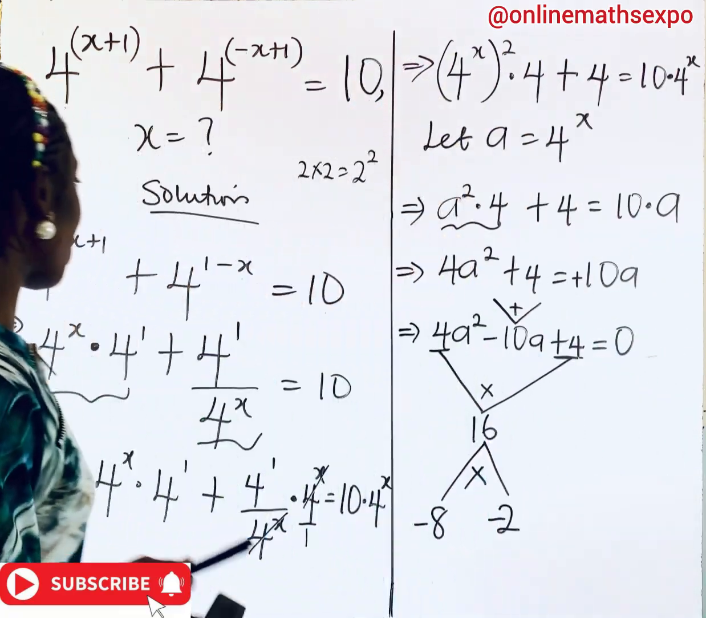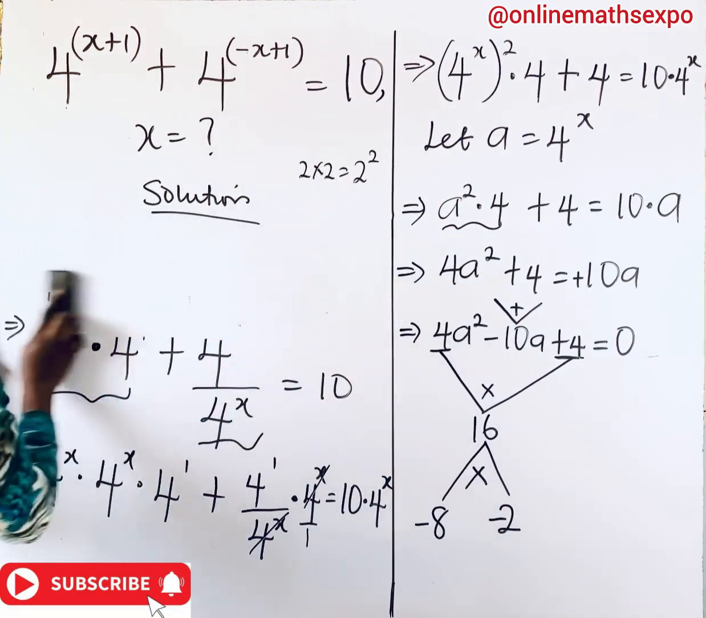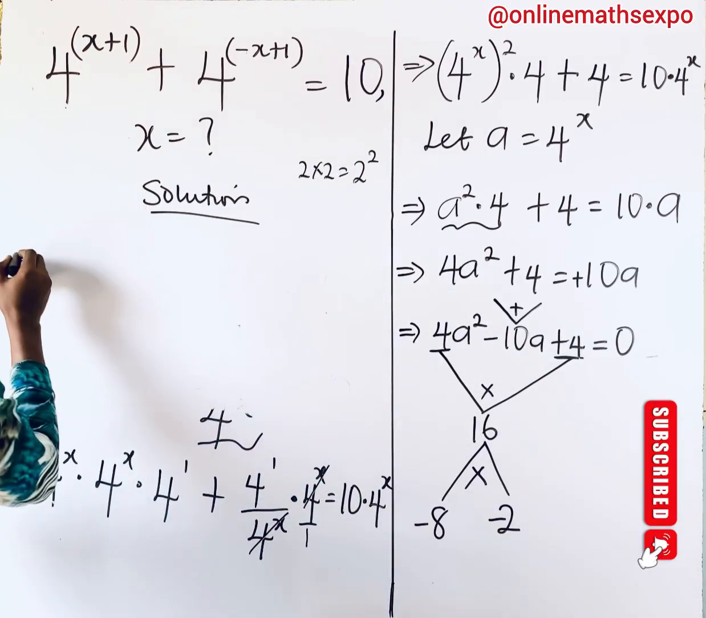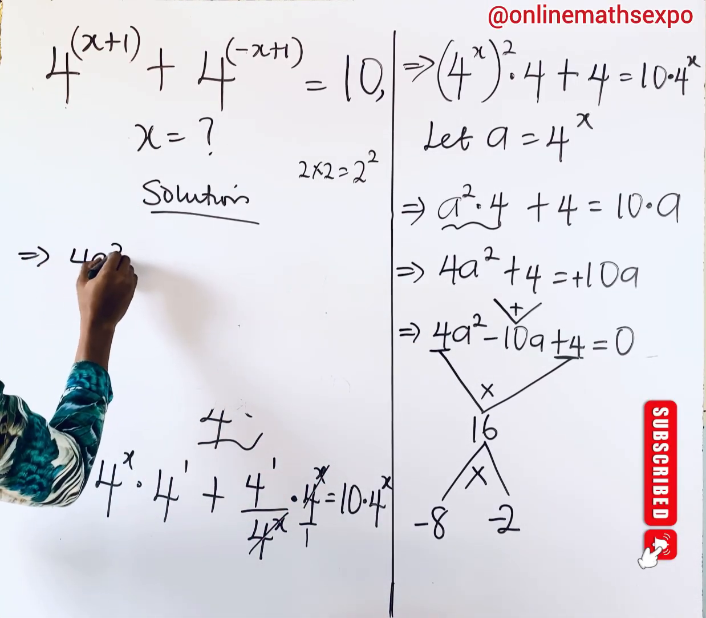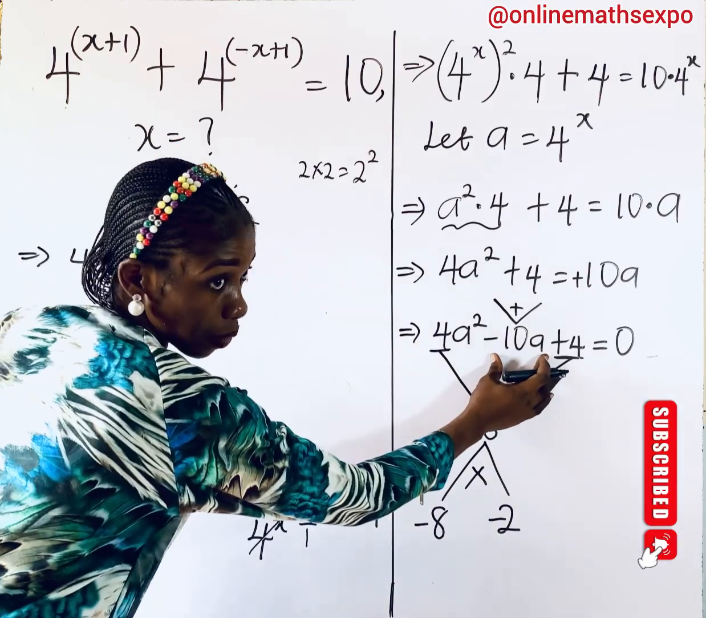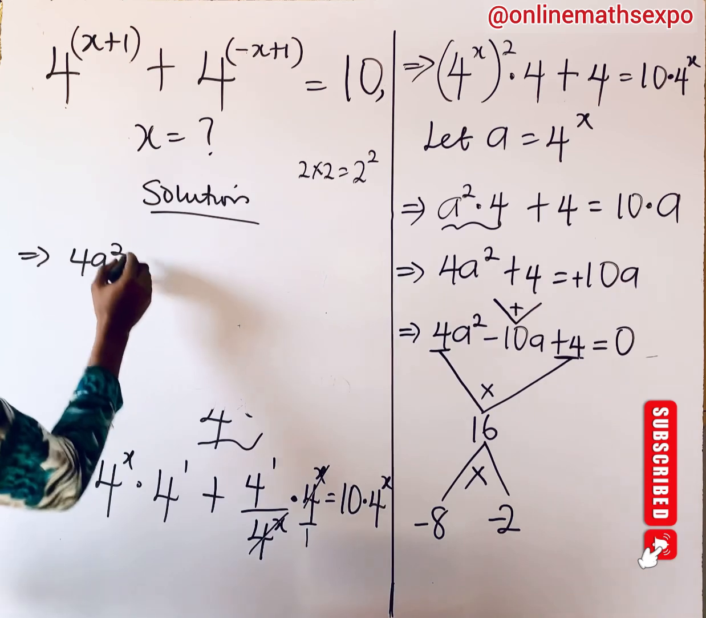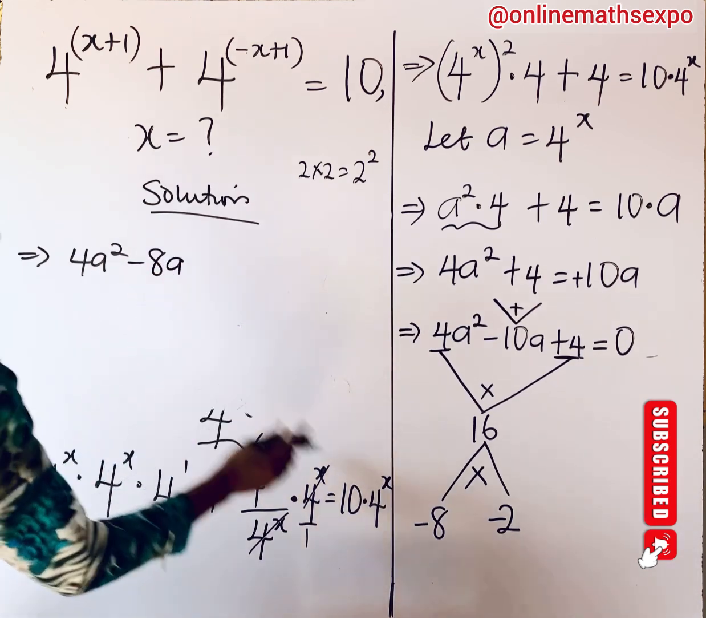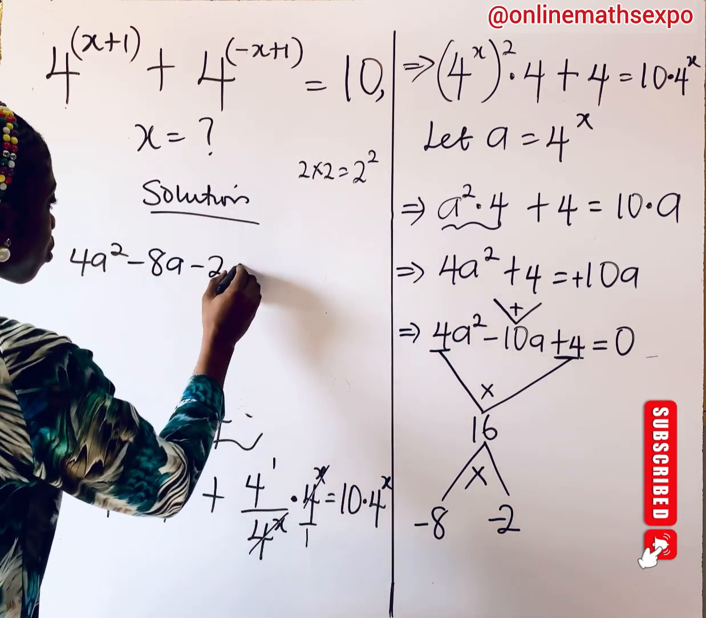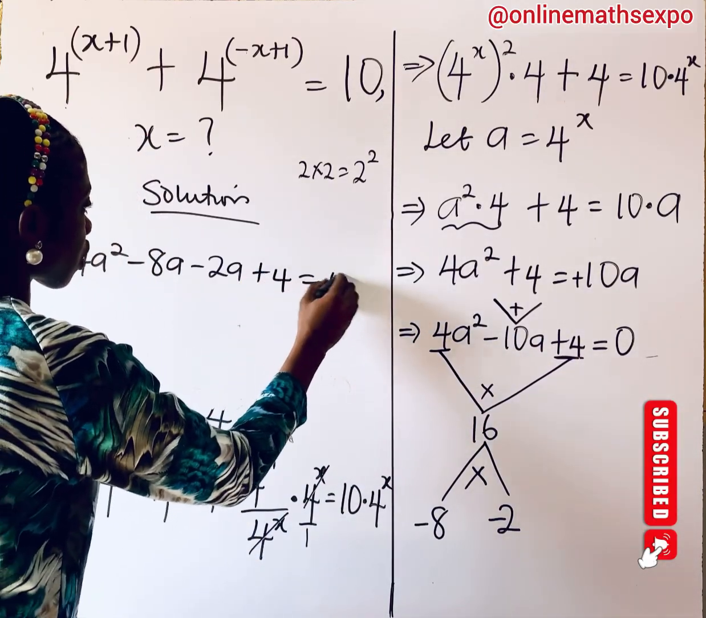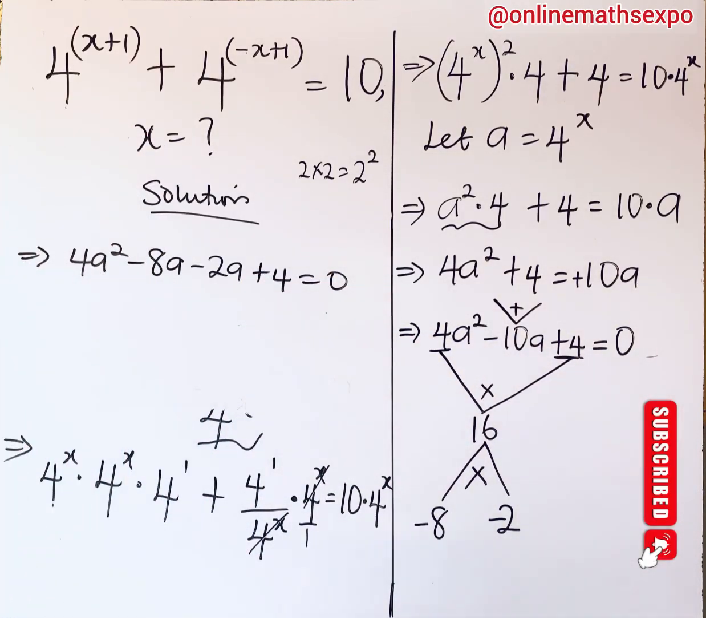So in that case, this is amazing. What you do is 4a squared. You don't need to repeat this now. You are going to replace this with -8a, then -2a. Then write this plus 4 is equal to 0.